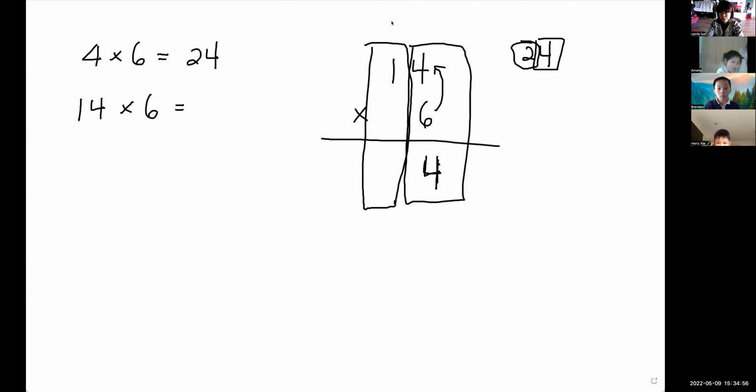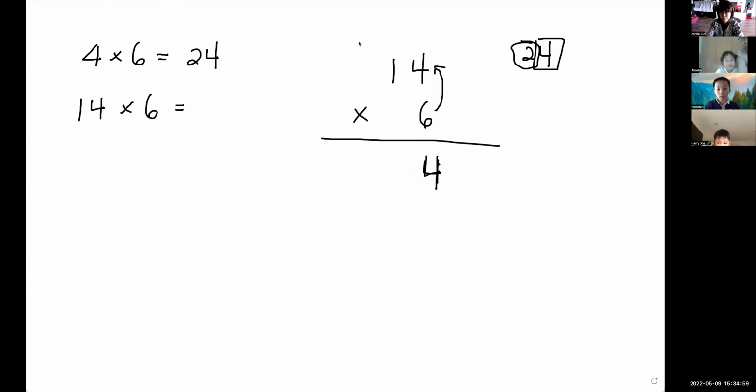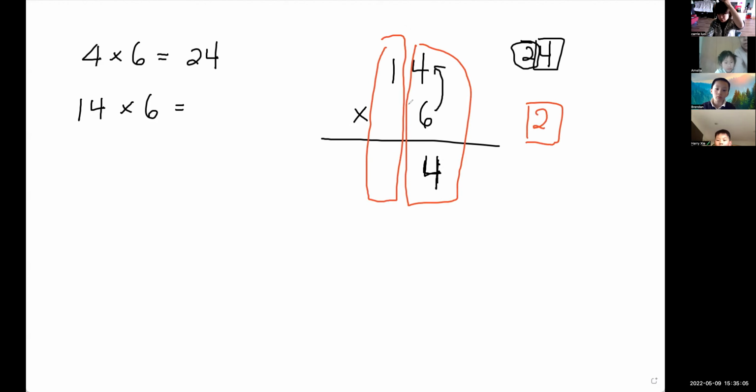So when we're doing multiplication, the place value is the most important thing. Okay, so thank you, Brandon. You did it very well. So 24, we put 2 here because we still have something here because 1 times 6 equals 6. 6 plus 2 equals 8, so the answer is 84.